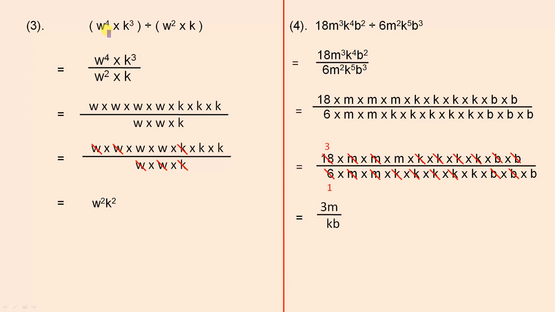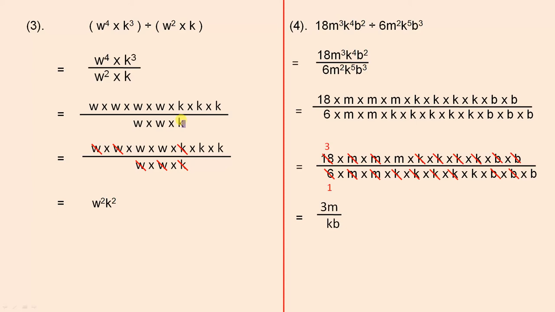This is an interesting one. Have a look how this is set up. So we have that situation there. So that gives us w to the power of 4 times k to the power of 3. That'll be the numerator, divided by that part there. Now to expand w to the power of 4, 1, 2, 3, 4, so there are 4 of them. To expand k to the power of 3, we have that. W squared is that, and there's our k.